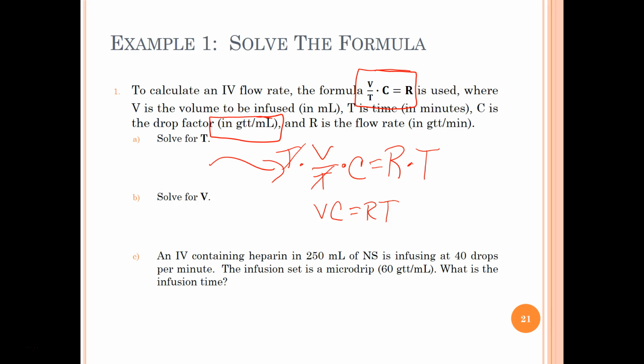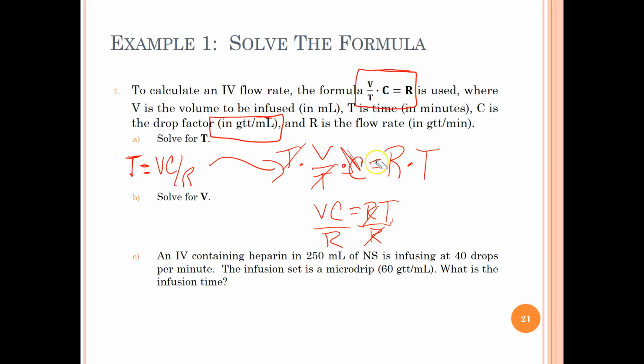Next step, we are looking for T, so now since R is multiplied to it, we're going to divide both sides by R. And there it is, T equals VC over R.